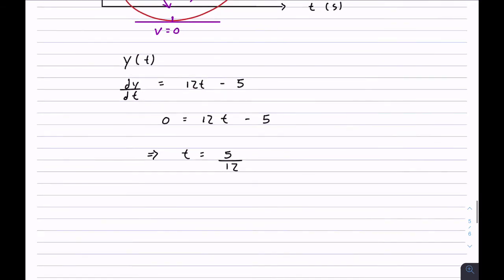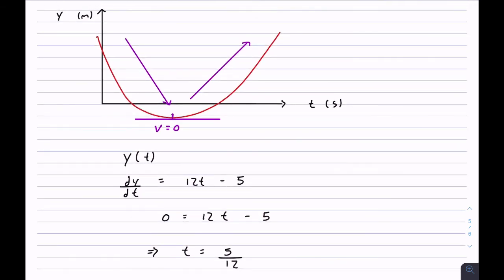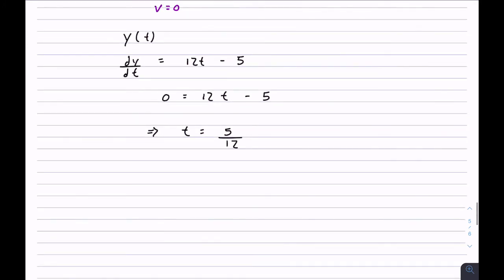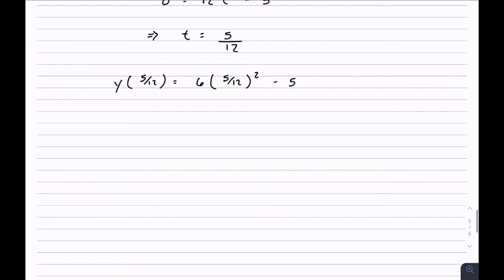Okay, then that's the time where velocity goes to 0 and we start to change direction. Now, let's plug that in. So we say y of 5 over 12 is going to equal 6 times 5 over 12 squared minus 5 times 5 over 12 minus 2.